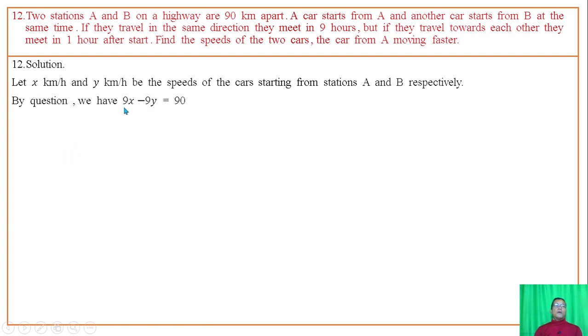By question, in 9 hours the car starting from station A covers a distance of 9x by s equal to vt, and the car starting from B covers 9y. The difference of these distances is the distance between the stations on the highway, which is 90 kilometers. So 9x minus 9y equal to 90, or dividing by 9, x minus y equal to 10, which is equation 1.